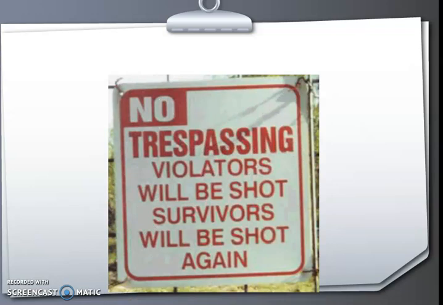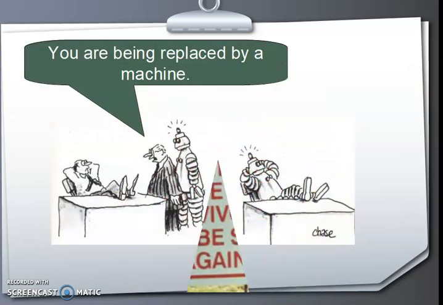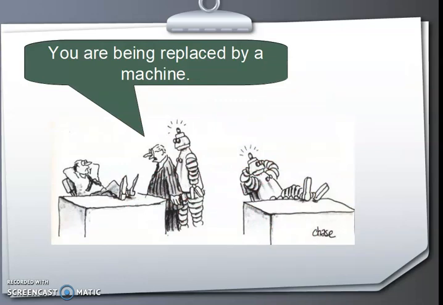Also a cool funny notice. No trespassing. Violators will be shot. Survivors will be shot again. Cool, funny one. Will be shot is a passive structure. Future passive structure. And the last cartoon says, you are being replaced by a machine. Cool one. A robot also doing nothing, basically. So it's not difficult to replace somebody who's doing nothing. You are being replaced. A machine is replacing you. You are being replaced.